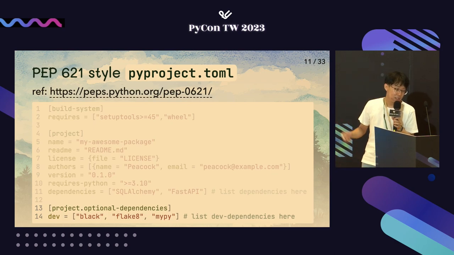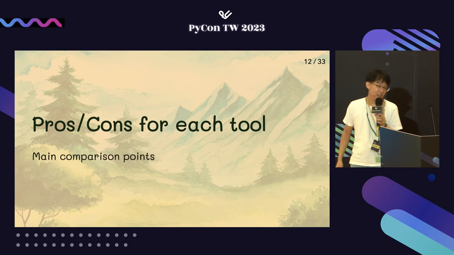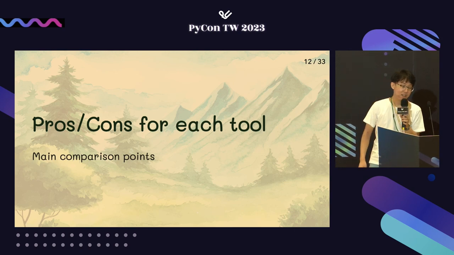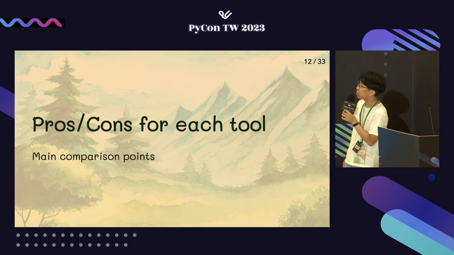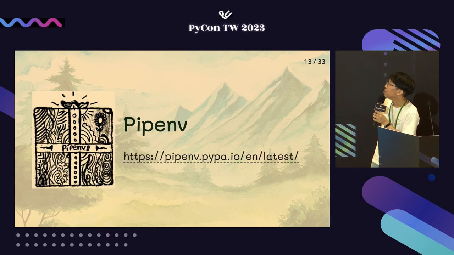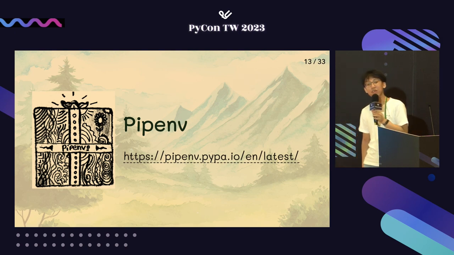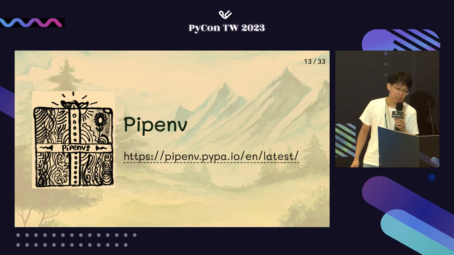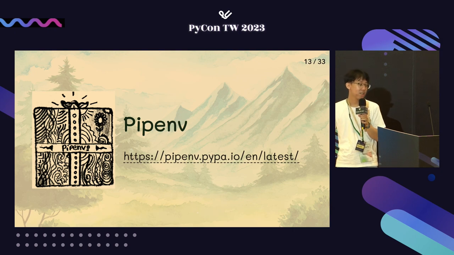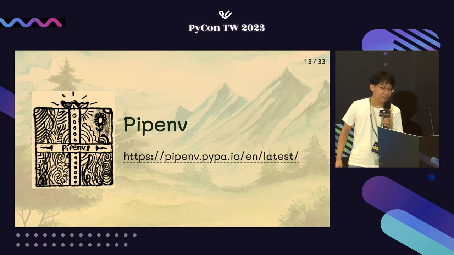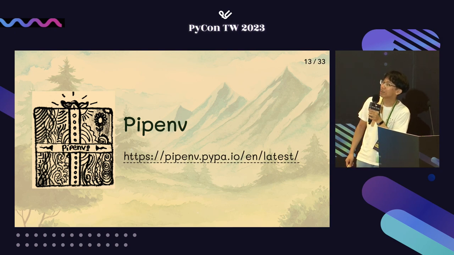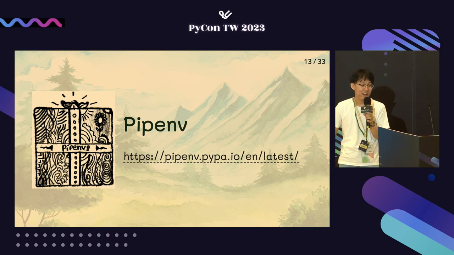Then let's start the main section of my talk. I will introduce the pros and cons of each tool. The first one is pipenv. It was very popular around 2018, maybe. It is still maintained. For those who don't know it, it was a game changer. Does anybody know this?